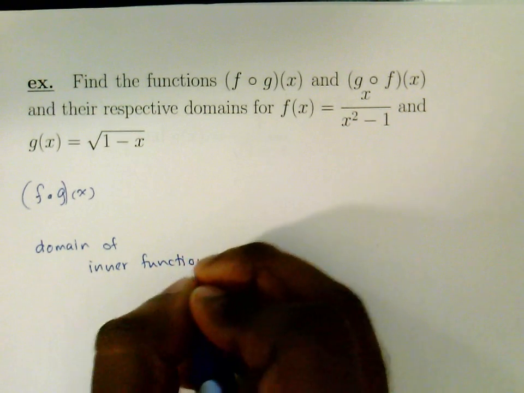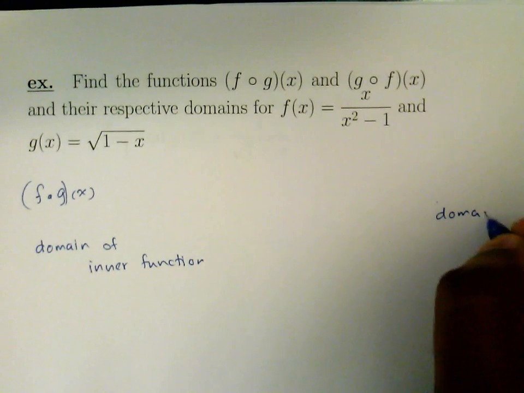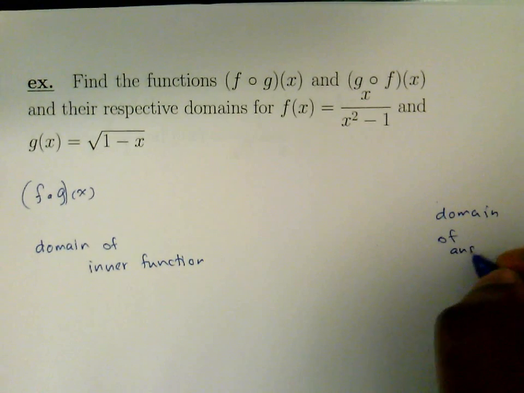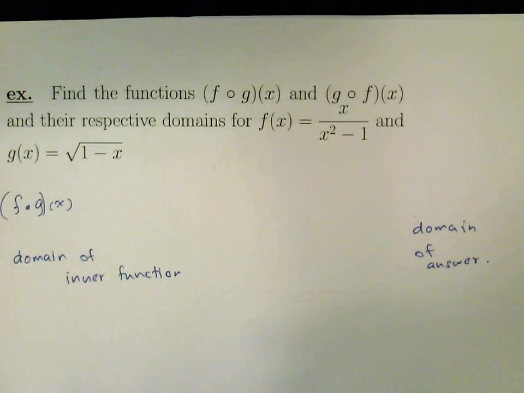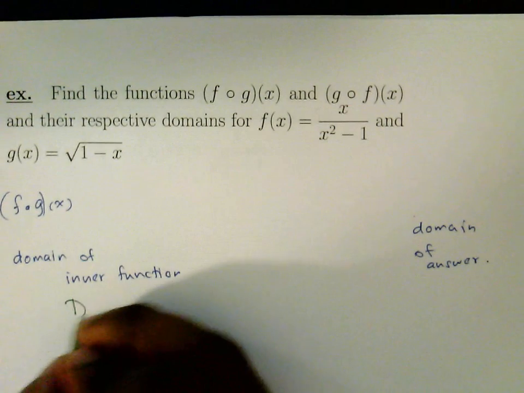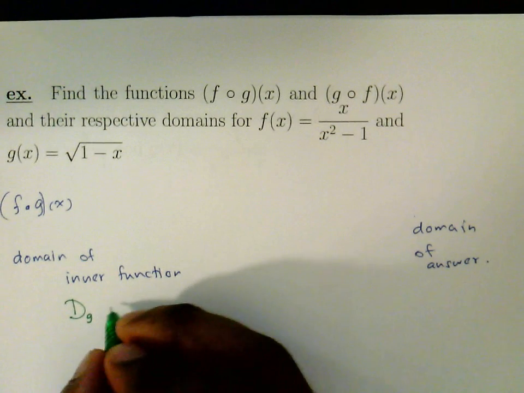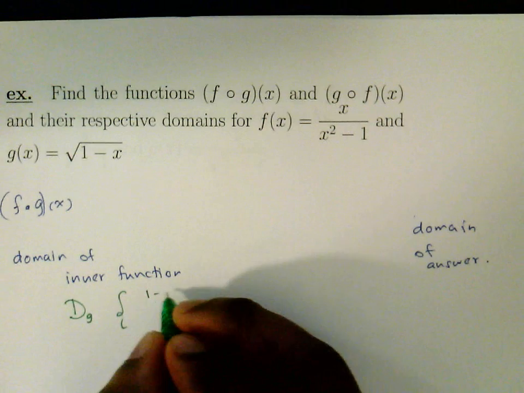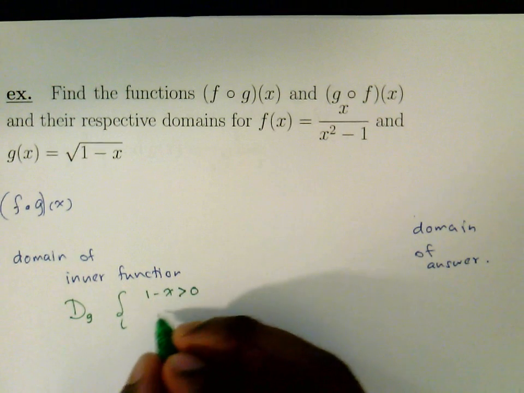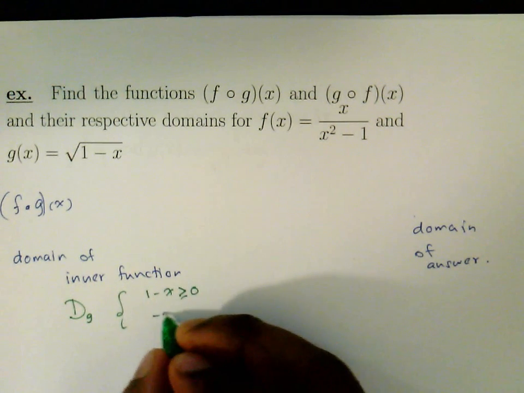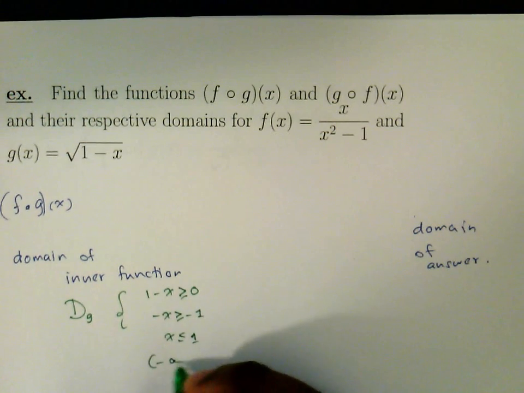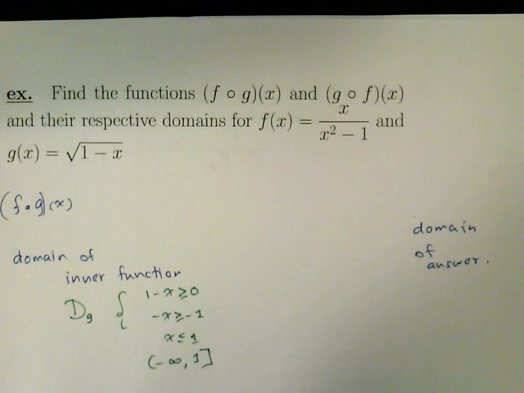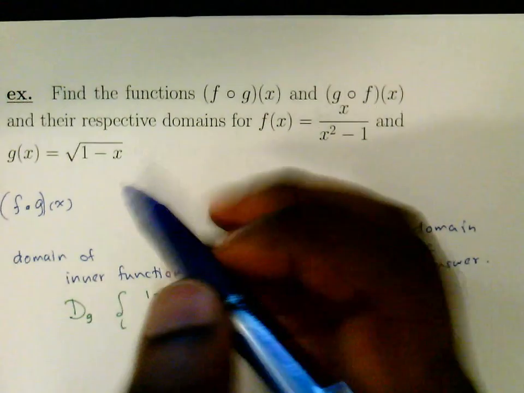And the domain of the answer. Okay, so domain of the inner function and the domain of the answer. Here the domain of the inner function, that would be g, and that would be 1 minus x greater than or equal to 0. That would be negative x greater than or equal to negative 1, or x is less than or equal to 1. So that would be negative infinity to 1 including. Okay, so let's see how we get the answer.